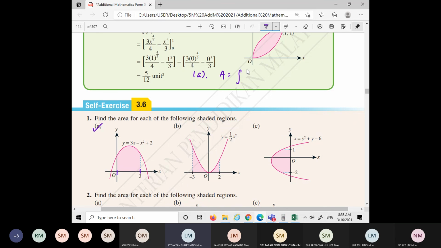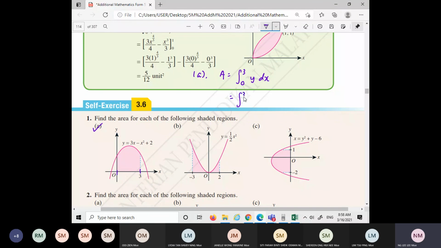3x minus x squared plus 2 dx. No, you answer my questions. The limit is from where to where? Lower limit is what? 0. Upper limit? 3. Before you tell me, first I want to ask you, is this integrate x dy or y dx? y dx. Because 0 and 3 you take from the x-axis, therefore it is y dx.